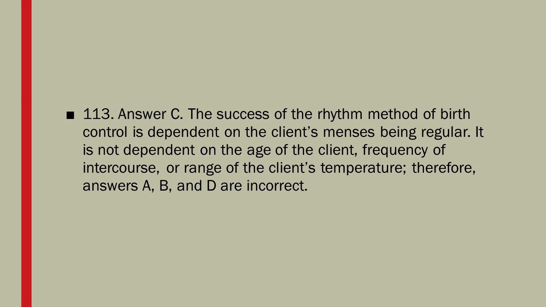113. Answer C. The success of the rhythm method of birth control is dependent on the client's menses being regular. It is not dependent on the age of the client, frequency of intercourse, or range of the client's temperature. Therefore, answers A, B, and D are incorrect.